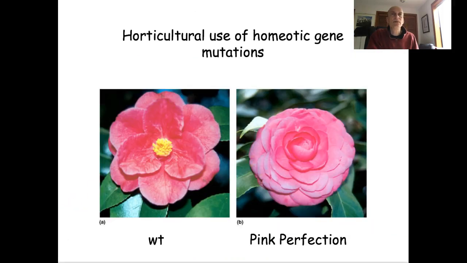And then here's an example of a replacement of all the inner organs, the carpels and the stamens, and you have the formation only of petals. There should be some sepals in there, but these sepals seem to turn color into pink, and so this variety is called Pink Perfection. So this is another horticultural variety.